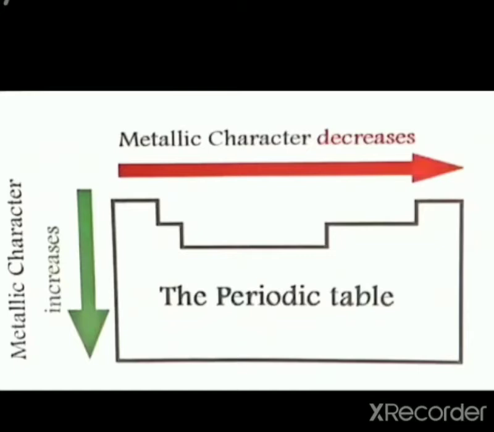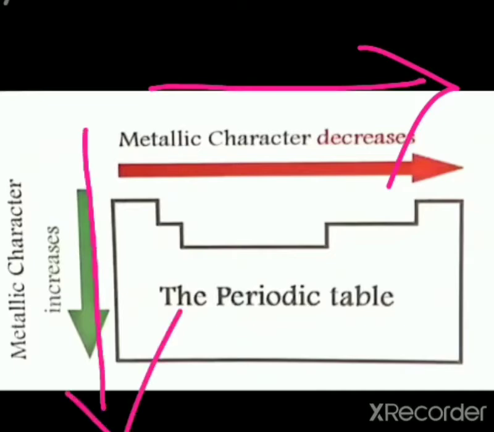So across a period your metallic character decreases, and down a group metallic character increases. Here your non-metallic character increases, and here your non-metallic character decreases. So we have finished the first half of your first lesson.